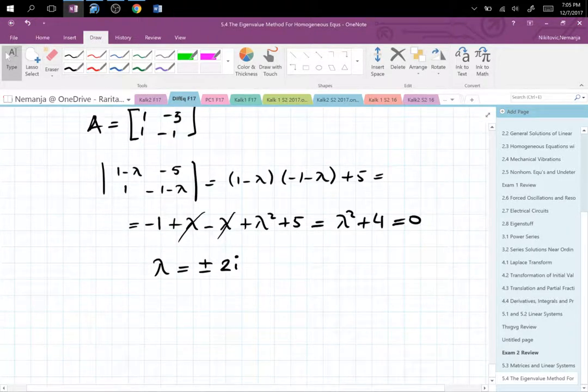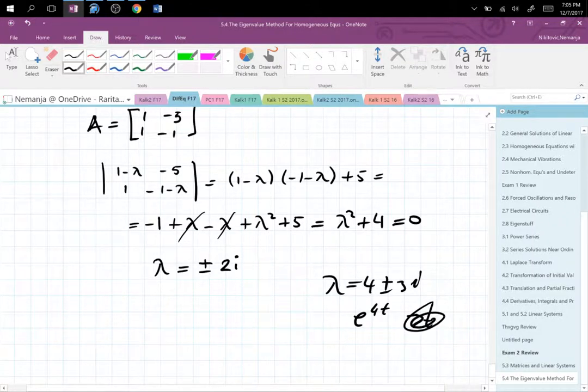So e to the lambda t was just like e to the 0? Yeah, because there is no real part. Earlier we had lambda equals 4 plus or minus 3i, so you had e to the 4t, and then the 3 was working in sines and cosines. This 4 is now 0, so e to the 0 is 1.